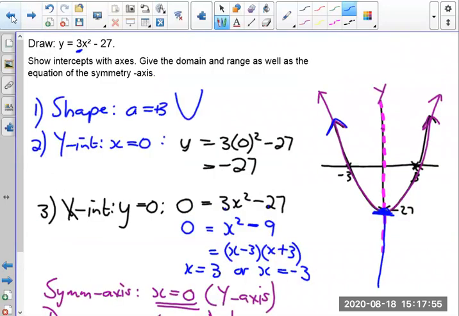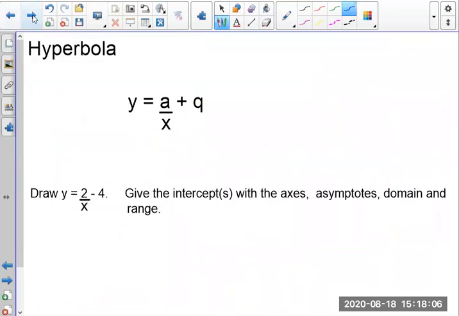Now, obviously, if we have a negative there in front of the 3, the parabola will just be upside down. In other words, a sad parabola. Okay, now let's go to the hyperbola. Now, the hyperbola that you did last year had an equation y equals a over x plus q.